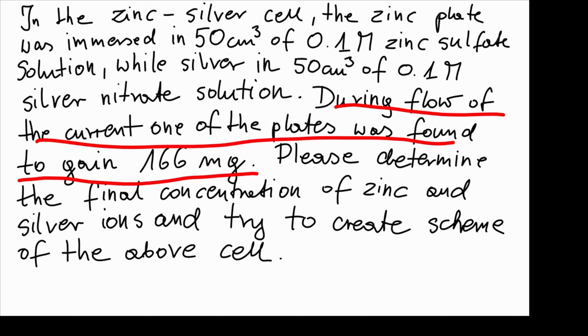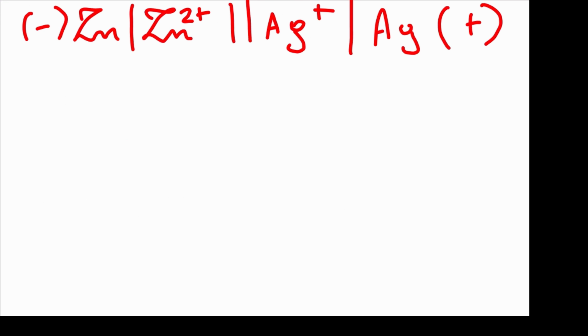We know from the previous example, the Daniell cell, that the metallic cathode is gaining mass during the galvanic cell work. So now we are able to figure out that the mass of the silver plate was increased by 0.166 grams. So let's try to find out how many moles it was.